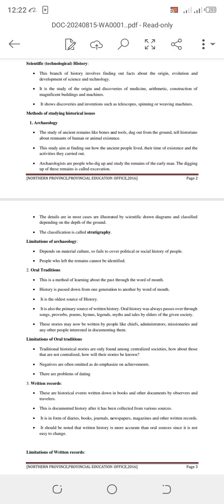You'll find that there are some areas in which those bones were buried together with some items. So those items which were buried with the bones will give you an idea of the types of tools used during that time. Okay, so this is what archaeologists do. It's aimed at finding how people lived, their way of life.